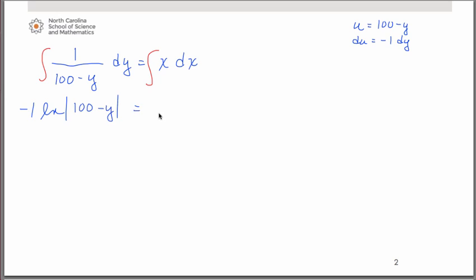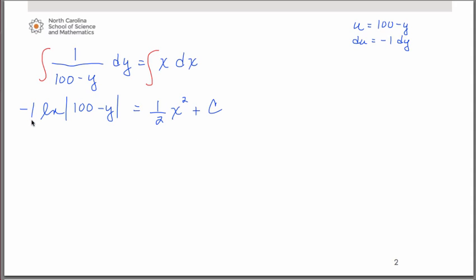On the right side, antiderivative of x is easy. It's simply 1/2 x squared plus c. That is the end of the calculus that's involved in this problem. From here on out, we need to employ some algebra, some laws about exponents and natural logs in order to get this finally in some kind of equation in terms of y.